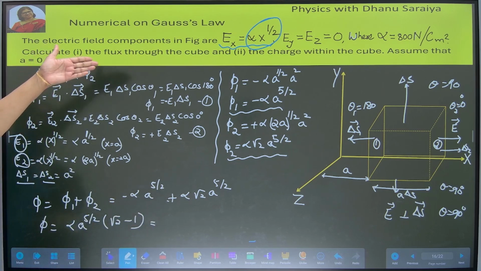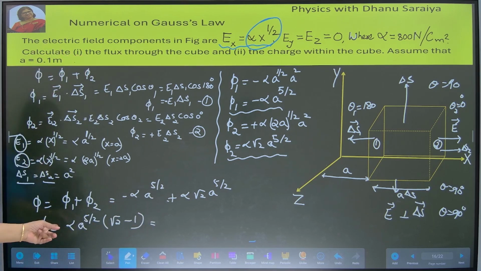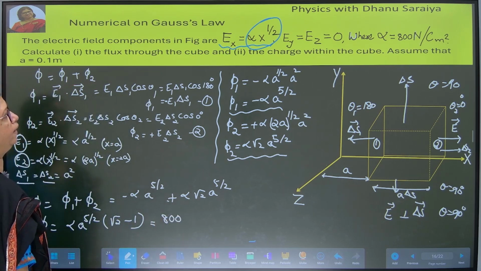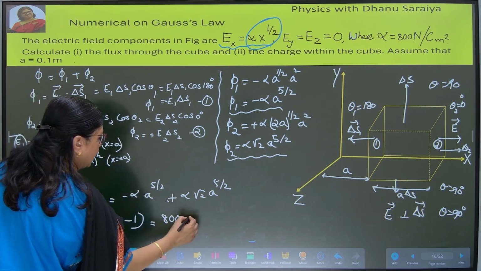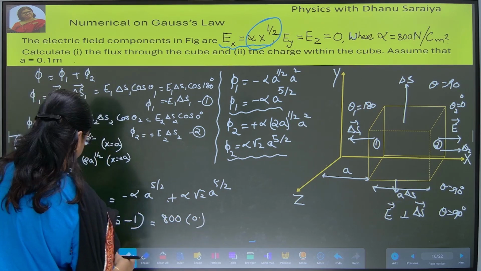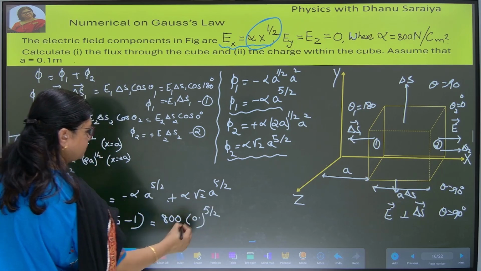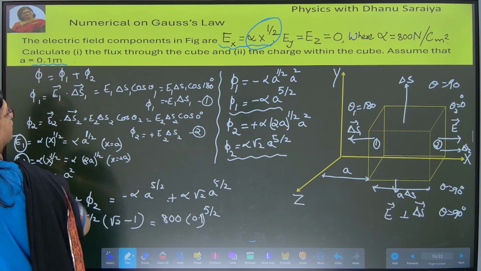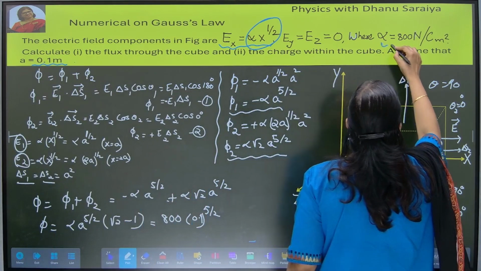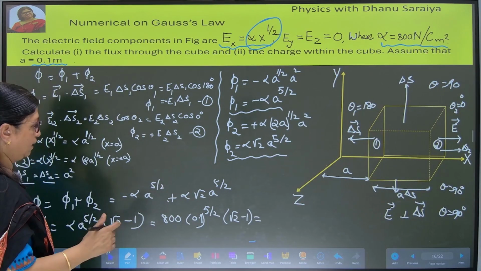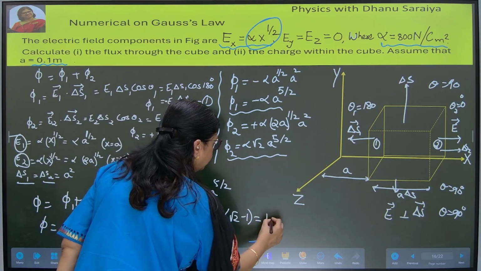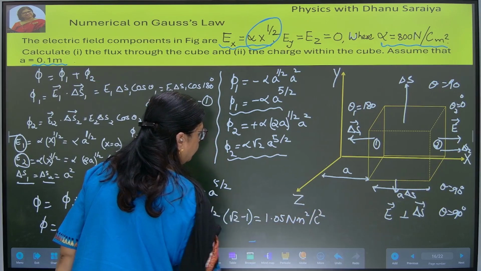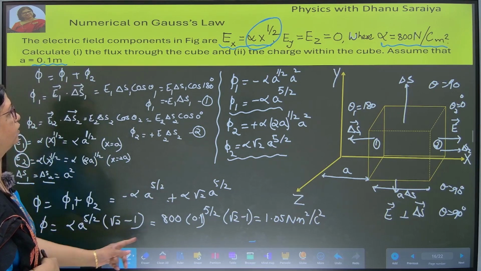Now we can substitute in this phi is equal to alpha a raised to 5 by 2 into root 2 minus 1. Alpha is given to us as 800. And a is also given to us as 0.1 raised to 5 by 2. Substituting those values which are given to us, we get the value as 1.05 Newton meter square per Coulomb. This is what we get for the flux.